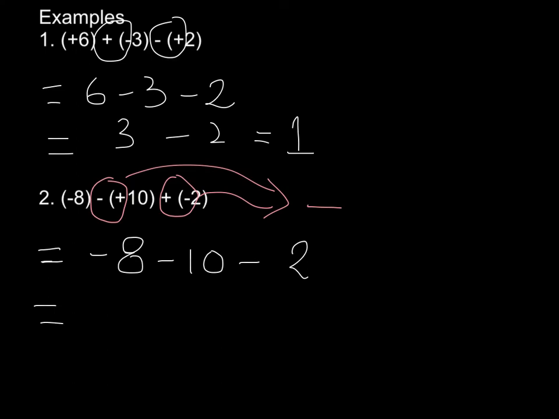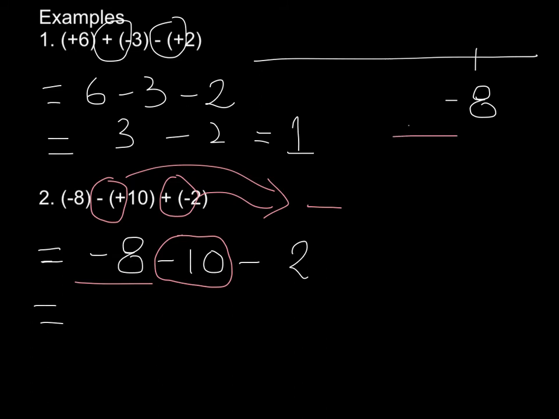Now, you can think on a number line if you have difficulty. It means we start at -8, and then minus 10 means move to the left by 10 units, and then move again to the left by 2 units. And then what is that? You should have -20.